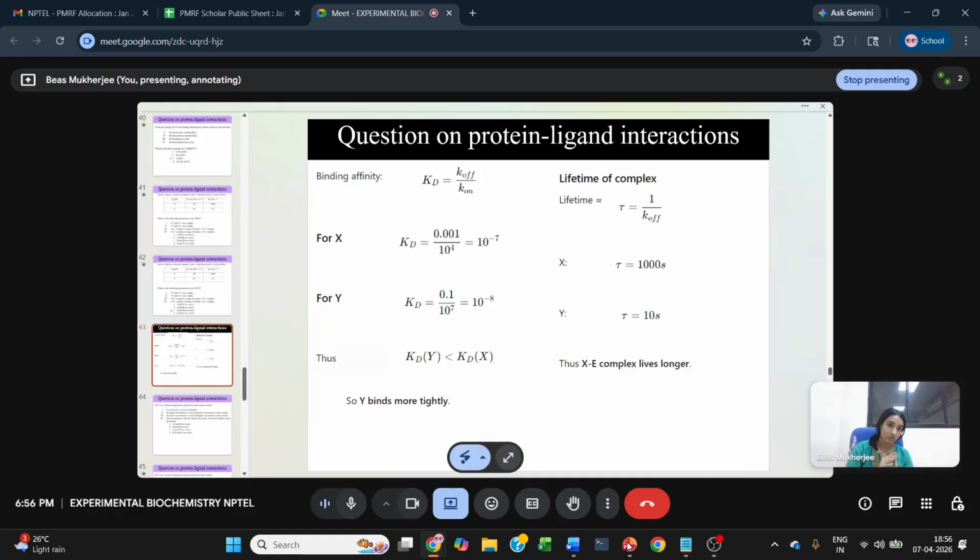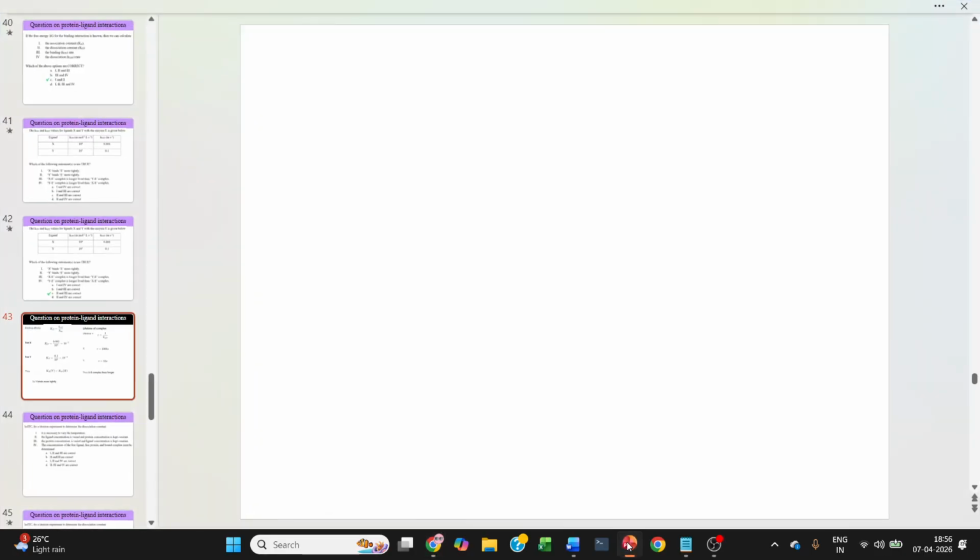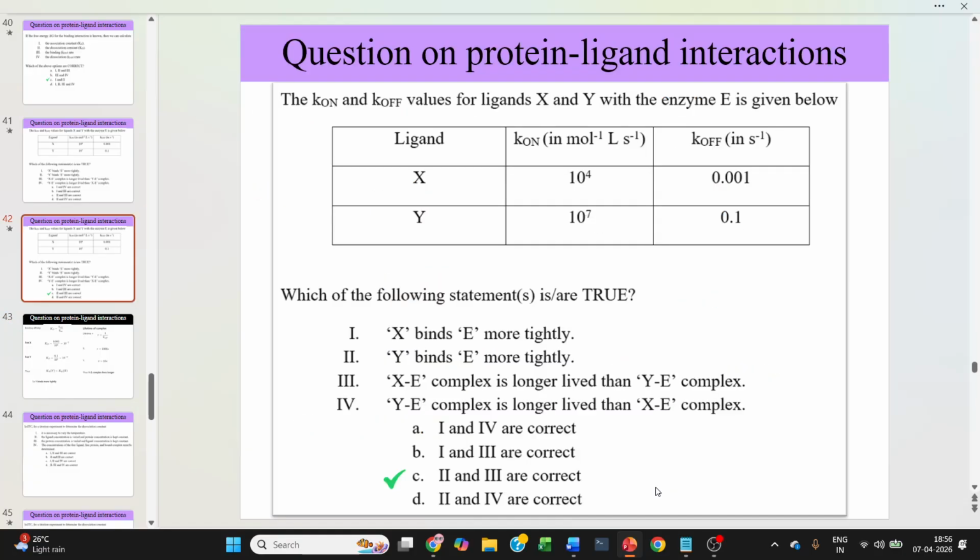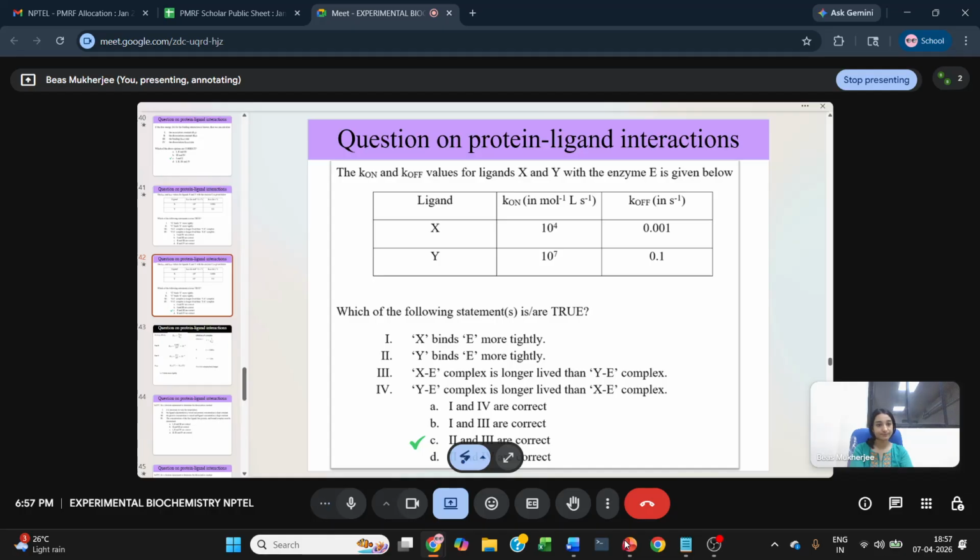Now the next one, lifetime of the complex. You know that lifetime, or tau, is equal to 1 by k off. So then what do you see? That tau for X is equal to 1000 seconds, tau for Y is 10 seconds. So the X complex lives longer. Okay. So Y binds tighter, but X lives longer. So 2 and 3 are the right answers.